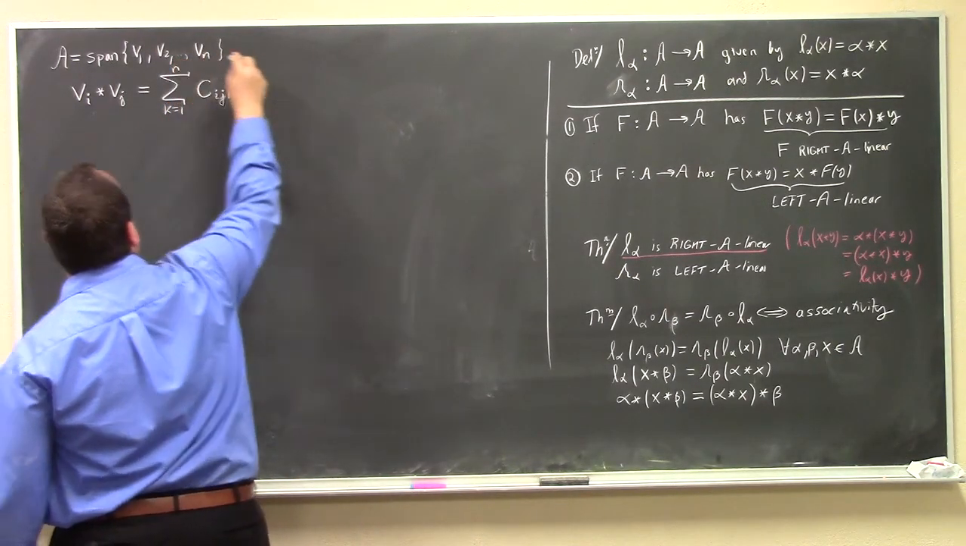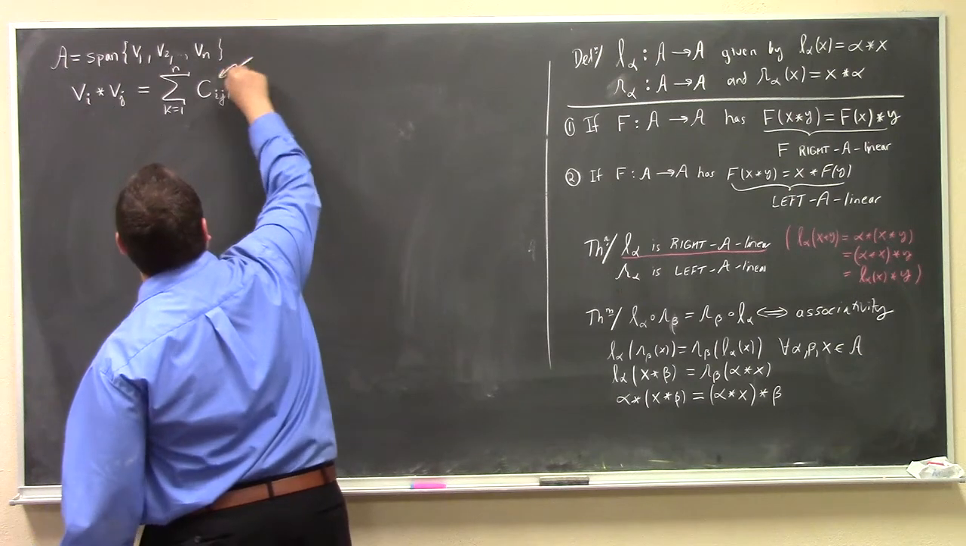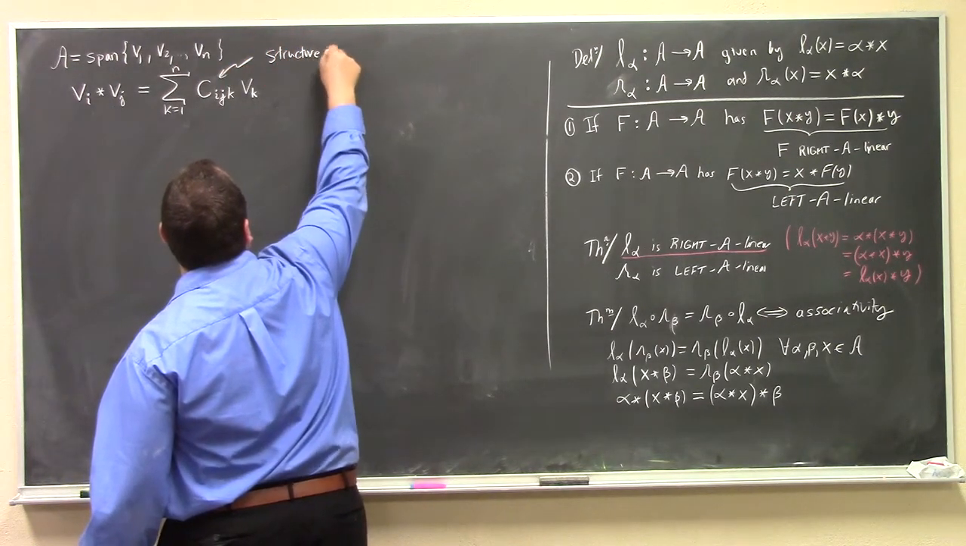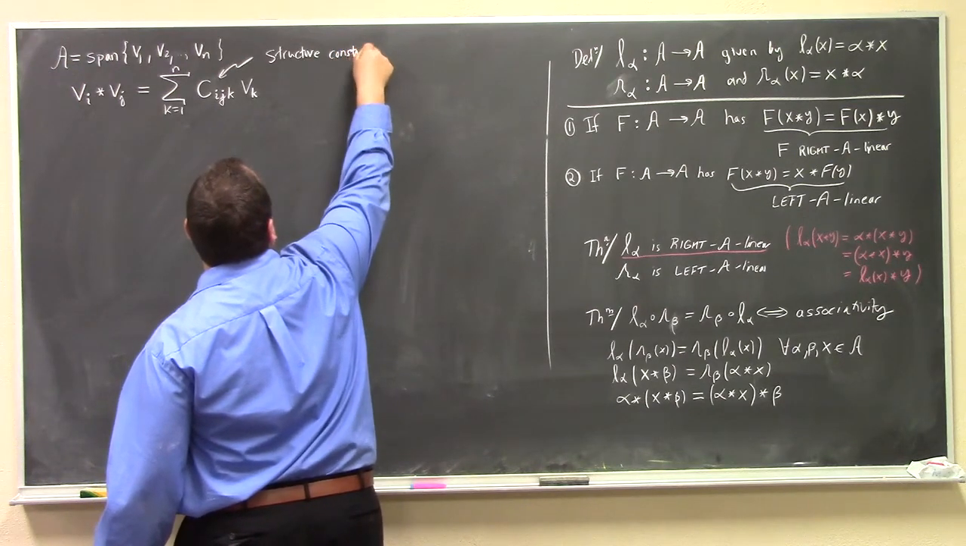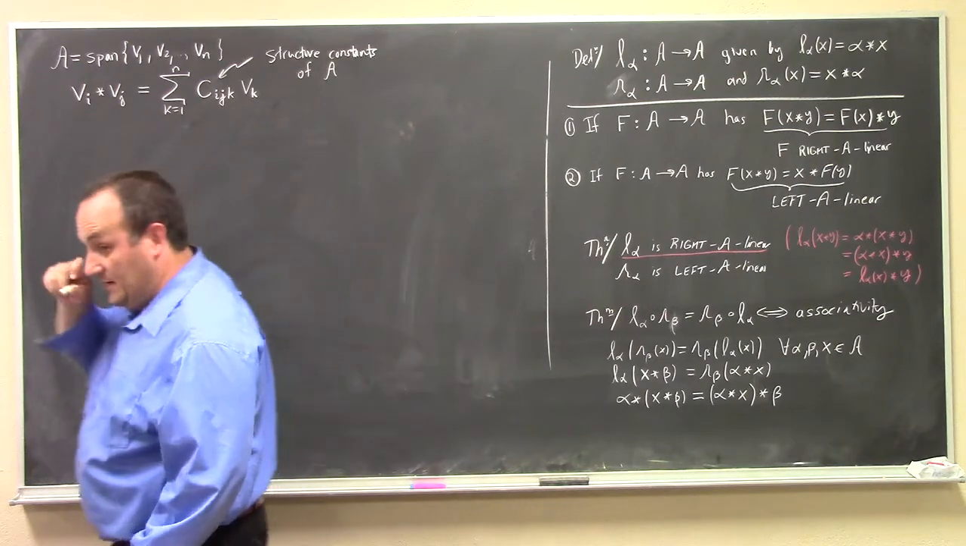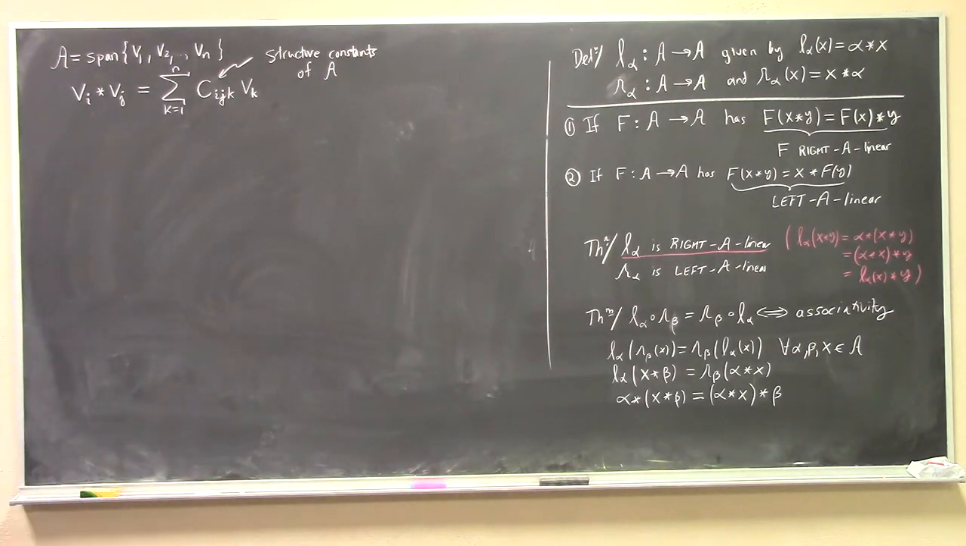So these are the structure constants of the algebra. And obviously, this is very much a basis-dependent idea, right? You have to choose a basis to even do this. In contrast, the definition I erased here was coordinate independent, right? There's no basis in sight. I just told you the properties. But anyway, the structure constants.